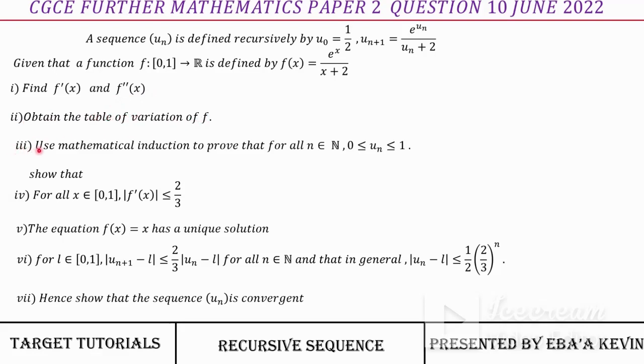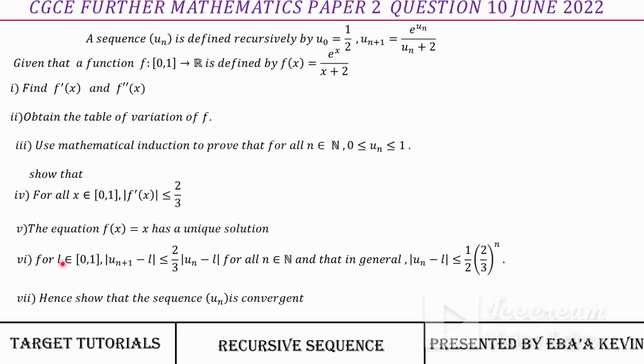Number 3. Use mathematical induction to prove that for all n belonging to the set of natural numbers, 0 is less than or equal to un less than or equal to 1. Number 4. Show that for all x belonging to the interval 0 to 1, the absolute value of f prime of x is less than or equal to 2/3. Number 5. The equation f of x equals x has a unique solution.